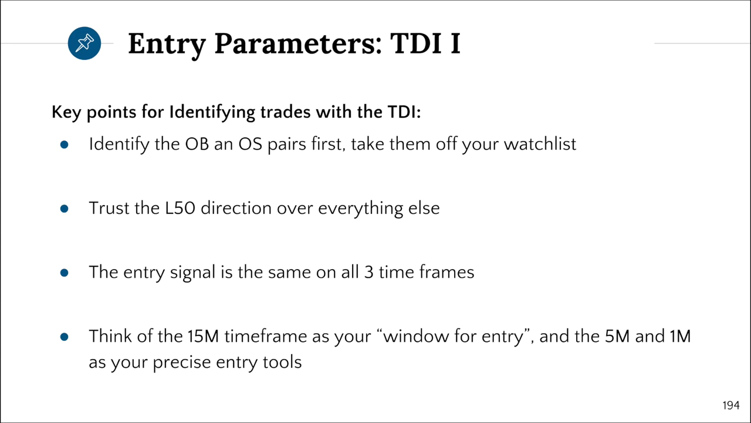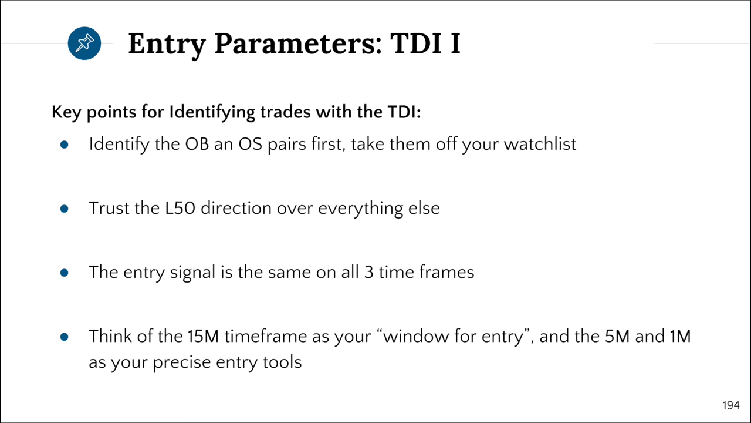Now we're going to go over the entry parameters on the TDI when you're looking for an S2 trade. The first thing you're going to do, I'm going to mention this again, is always remove the overbought and oversold pairs from your watch list. You're then going to read the liquid 50, that yellow line. You're going to read the RSI, read the trend line, the TDI as a whole, to tell you what direction you should be trading that pair that day.